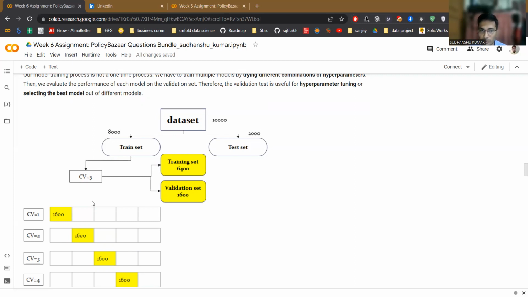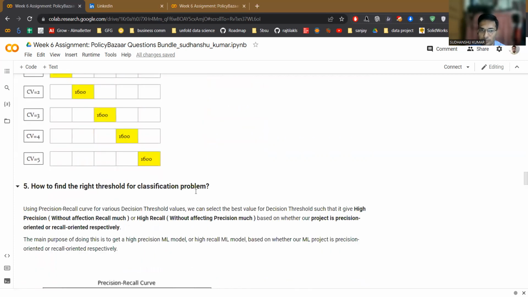Here we consider the cross-validation value as 5. In this case, the validation set is 1600 and the train set becomes 6400. We use different combinations of hyperparameters and train with this training set, which is around 6400, and check their accuracy with their validation set. And finally, predict the output.